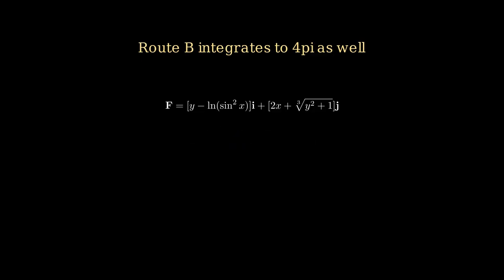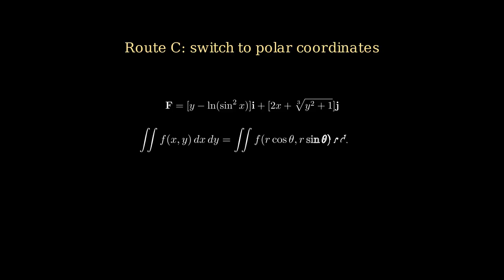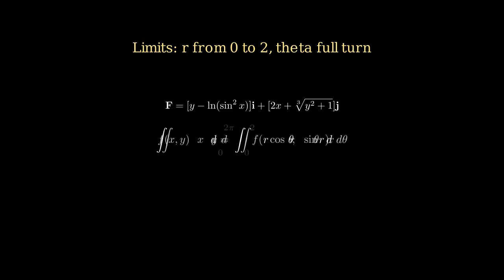Route C. Switch to polar coordinates, usually the fastest choice for circular regions. We convert using the double integral of f of x, y dx dy equals the double integral of f of r cosine theta, r sine theta, times r dr d theta, remembering that extra factor of r that always appears in polar coordinates. Setting this up, with r going from 0 to 2 and theta going all the way around from 0 to 2 pi, we get the integral from theta equals 0 to 2 pi, integral from r equals 0 to 2 of 1 times r dr d theta.